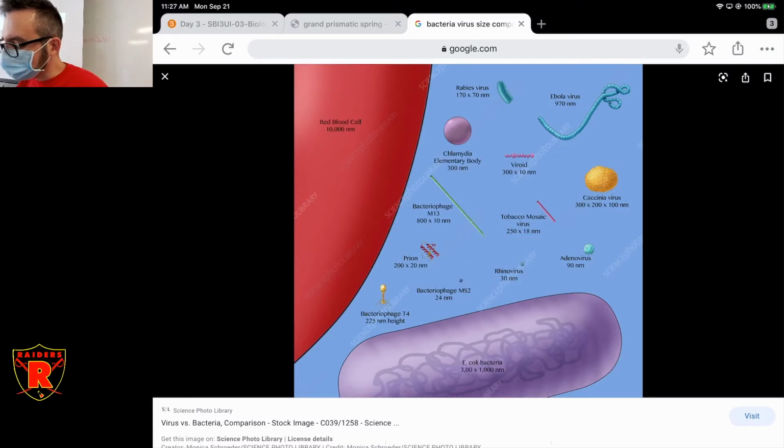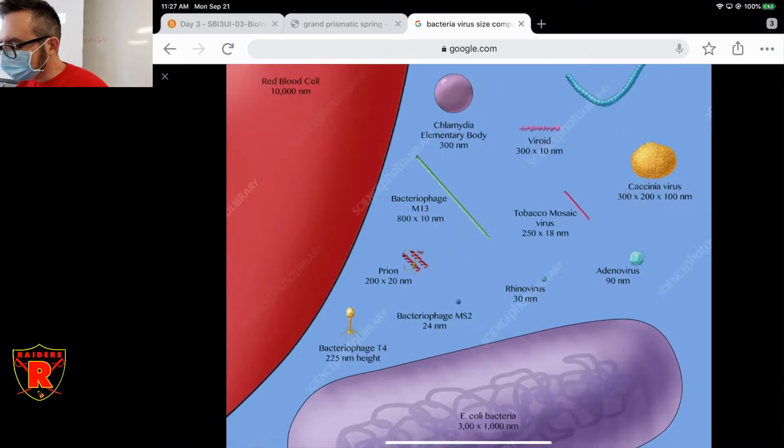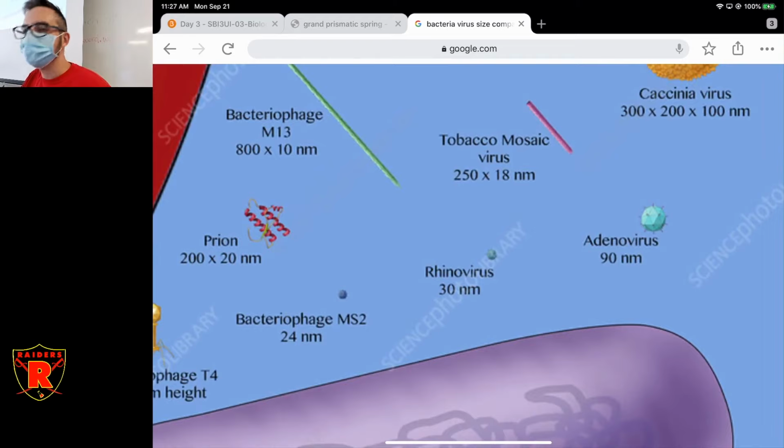Compared to an E. coli, if you start looking at virus particles, you can see that they are 1/100th or sometimes 1/1000th the size of a bacterium. 0.1 micrometers. That is a teeny, teeny, teeny, tiny little thing. Way, way beyond the resolving capacity of our microscopes. You usually can't see viruses under a light microscope. You need an electron microscope to see viruses. They're very small.